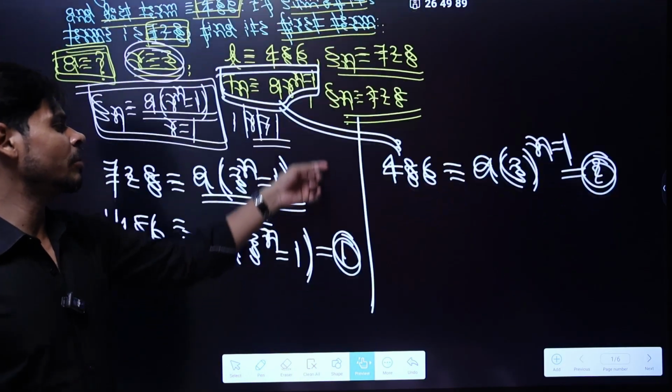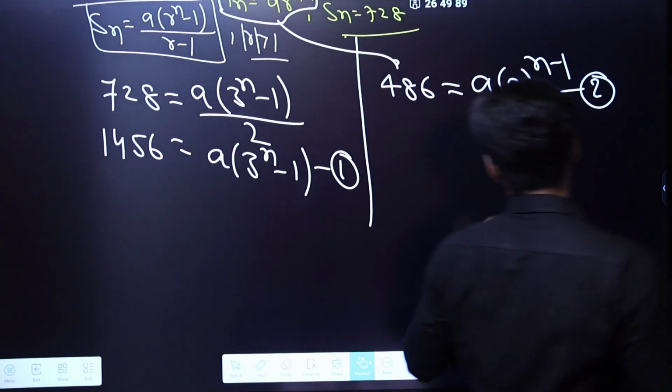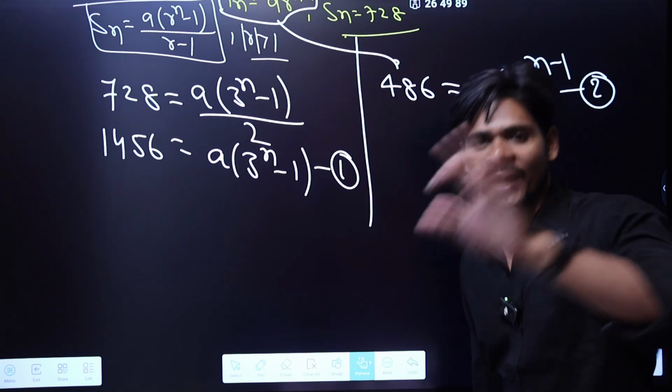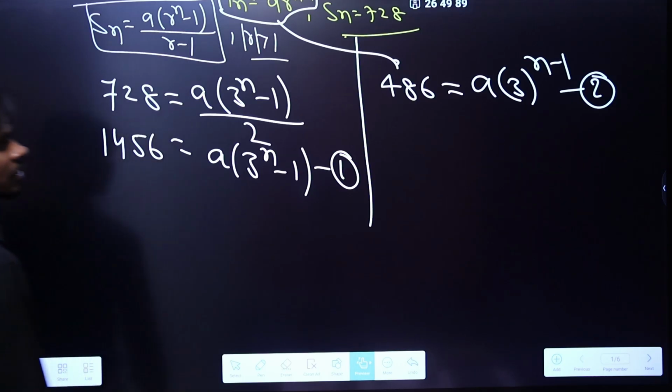So what we can do is, if we divide equation 1 and 2, a will get cancelled out, but actually we need to find a. But don't worry, first find n, then we will find a, no problem. So what you can do is, you can divide equation 1 and 2.